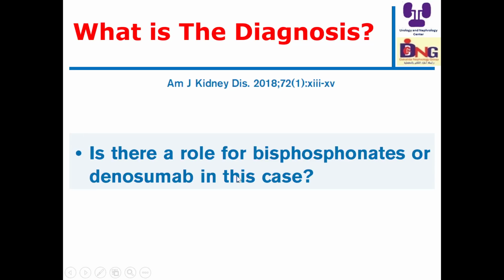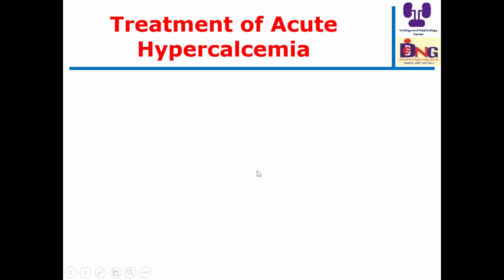No need to give bisphosphonate or denosumab. Bisphosphonate and denosumab are treatment of bone resorption. Denosumab is a monoclonal antibody that inhibits RANKL. RANKL is a ligand secreted from osteoblast that binds RANK on the osteoclast with subsequent stimulation of osteoclast. All these treatments are reserved for the chronic management of hypercalcemia.